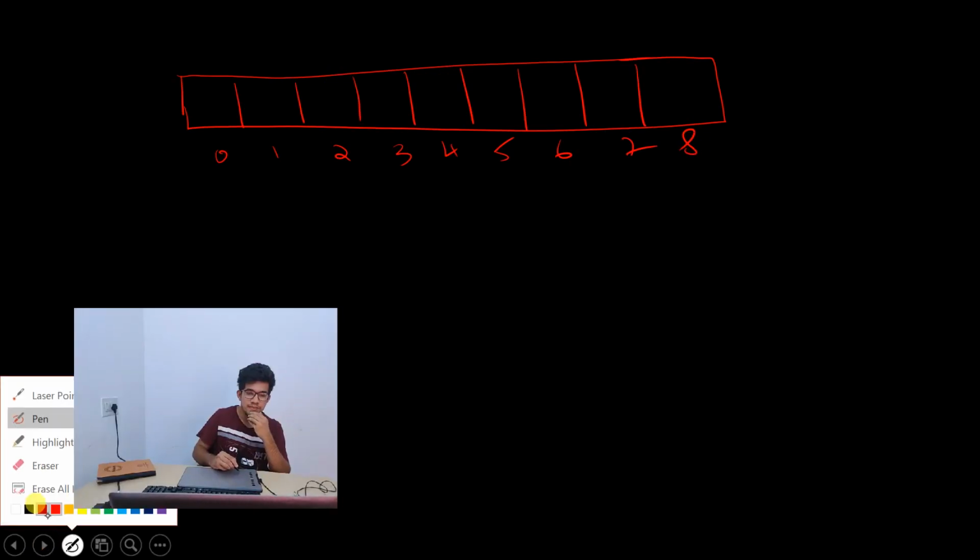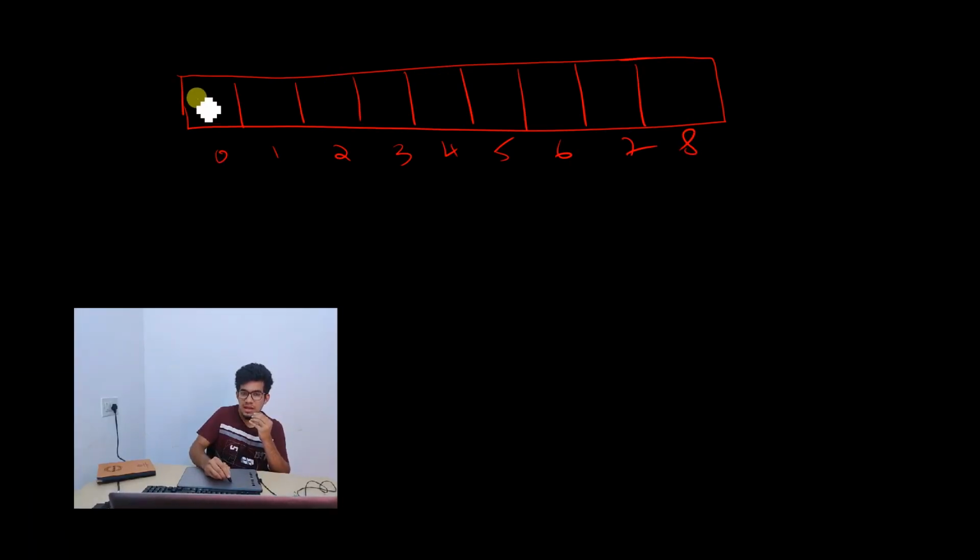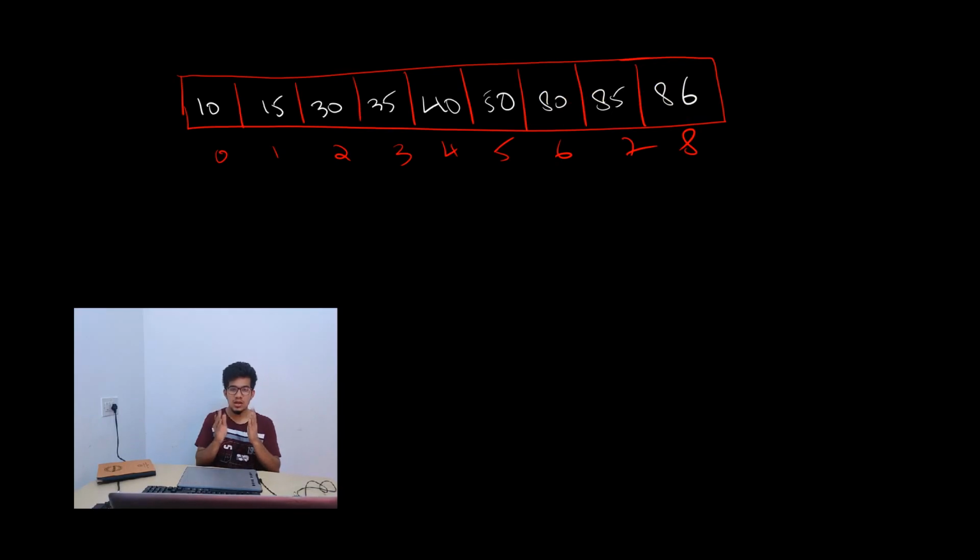Indexes 0, 1, 2, 3, 4, 5, 6, 7, 8. The elements are 10, 15, 30, 35, 40, 50, 80, 85, 86. Don't you think this array is sorted? Yes. This works only if the array is sorted. How? I will tell you. So what is this binary search? Binary search is something like this.